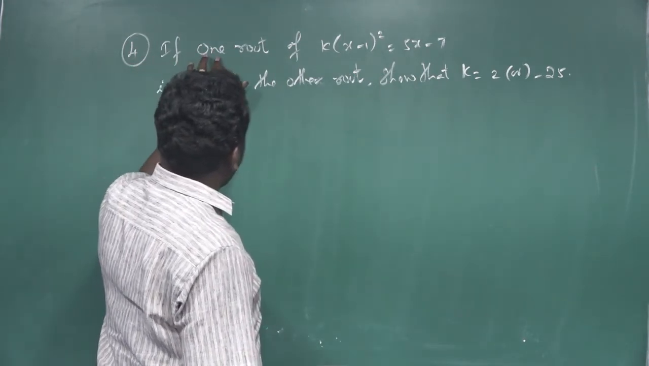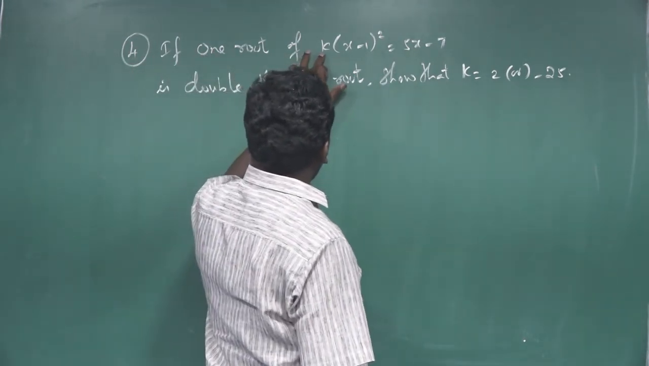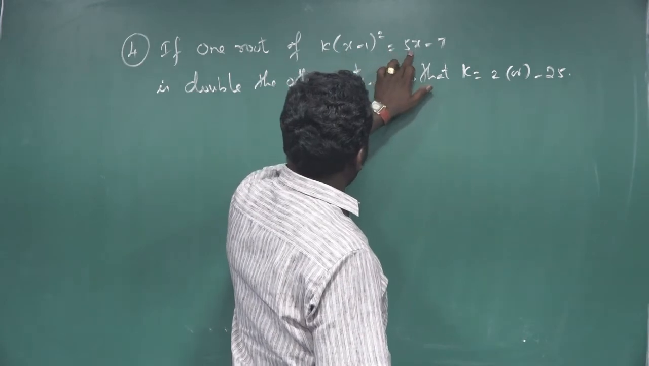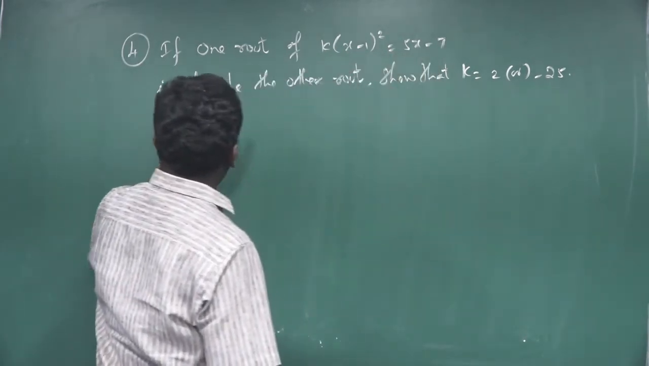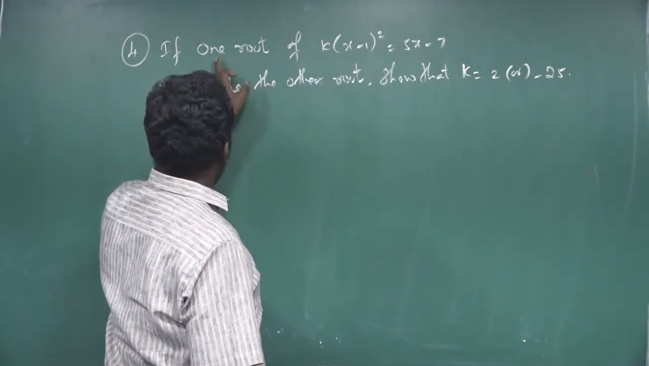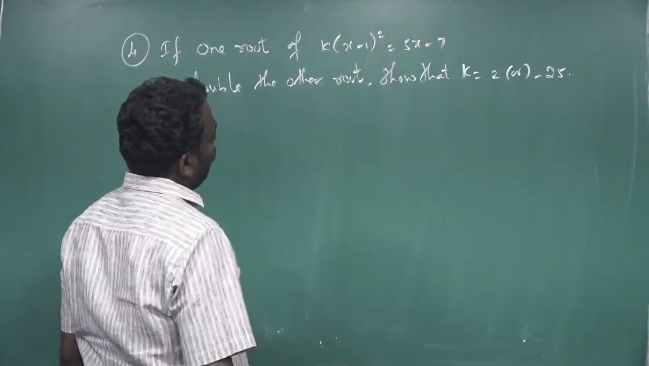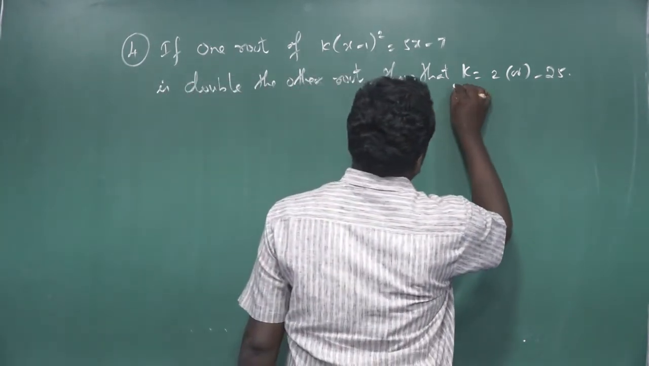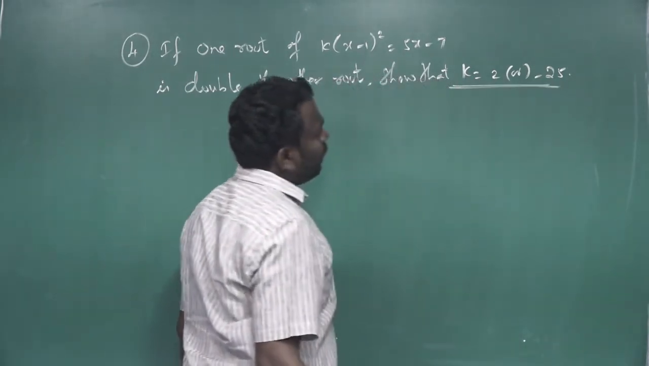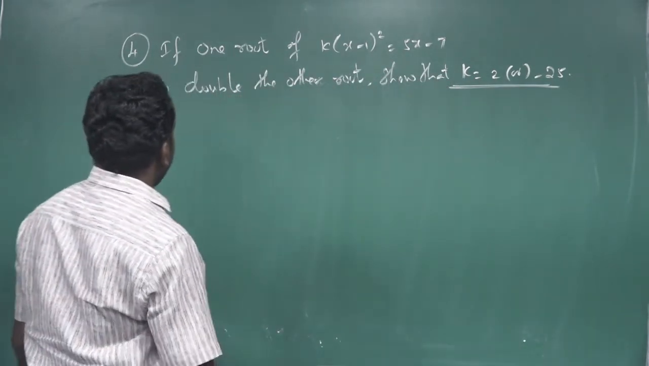If one root of the polynomial k into x minus 1 whole square, that is equal to 5x minus 7, is double the other root, show that the k value is equal to 2 or minus 25.